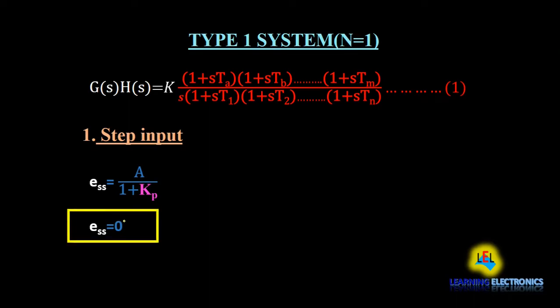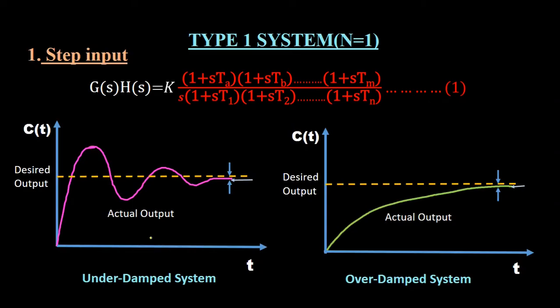So if unit step is applied, then the steady state error is equal to 1 upon 1 plus Kp. If we put the value of Kp here, then also we will get steady state error is equal to 0. This is the time response of the underdamped system and overdamped system when step input is applied to the type 1 system. So here you can see that the steady state error is very less, which is equal to 0.